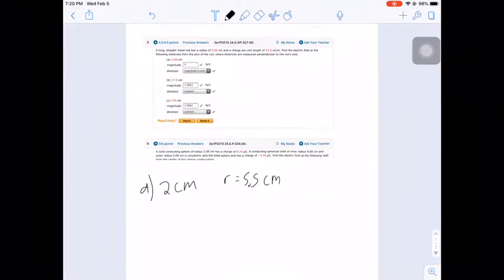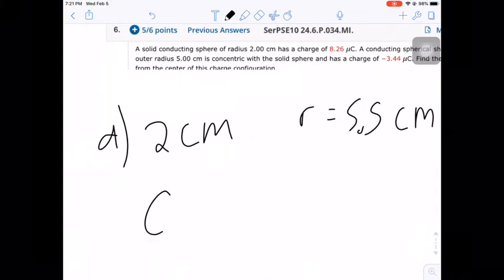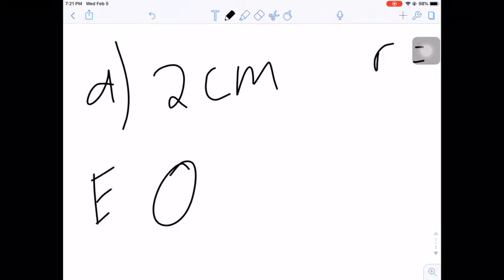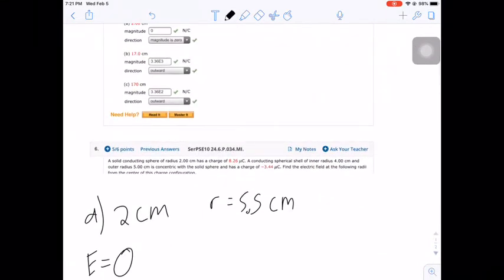And it's important to note here, where some kids get tripped up, is that because the distance inside the conductor is shorter than the radius of it, the electric field is 0. For all conductors, the electric field is 0 when the distance is smaller than the radius of the conductor. Anything outside has an electric field, but inside it doesn't. So therefore, this answer will be 0. E equals 0, and the magnitude is 0. It has no direction.